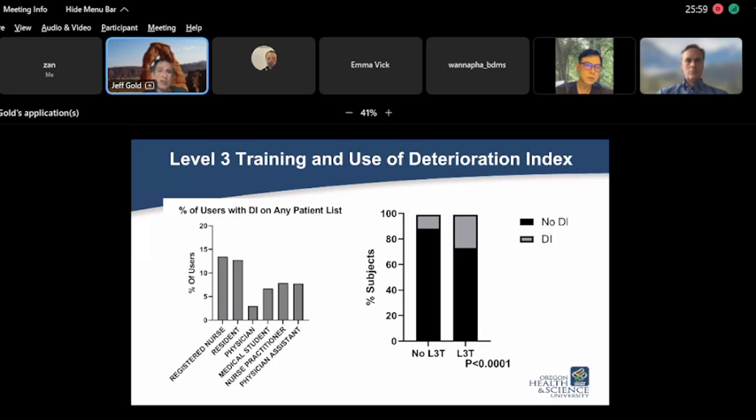OHSU onboarded this score. They put it into the EHR. And what they did is they told everybody, watch a video and then use it.